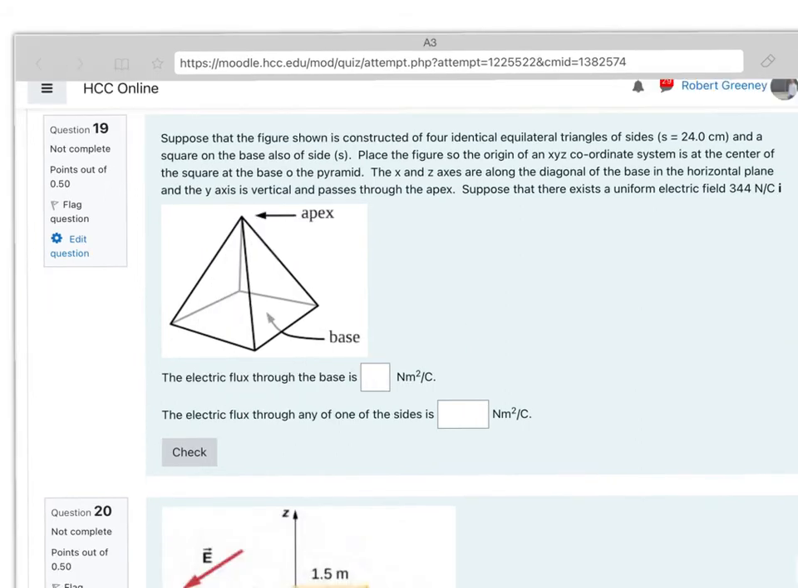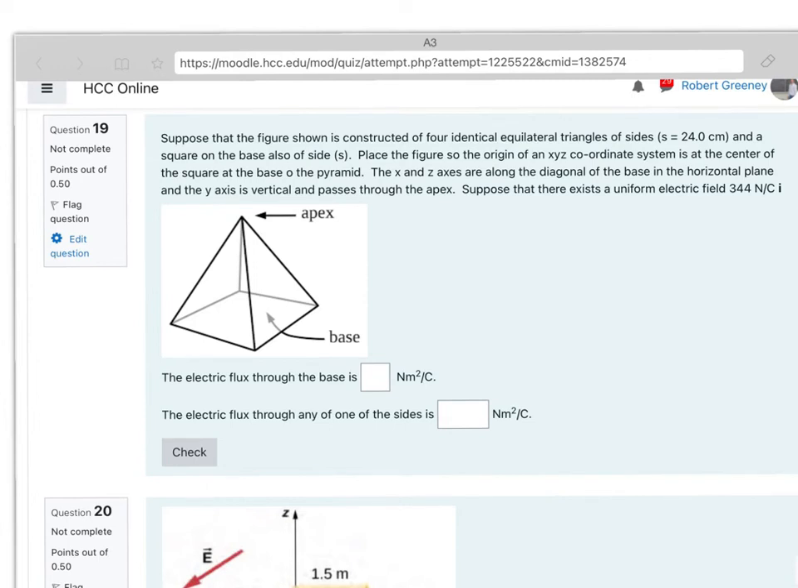Okay, this one's a little more complicated because this is your x-axis, this is your z-axis, that's your y-axis. And if the x-axis is along the diagonal and the field is along x, then the flux is going to be going through these two faces.